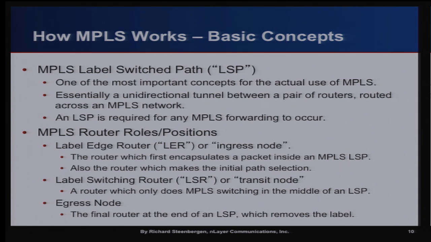And that's a router that's only doing MPLS switching. So it never needed to do an IP lookup in the first place. All it's doing is looking at a label and forwarding it to the correct interface. And then when you get to the egress node, that's the final router of the LSP, which removes the label. And I'll get into some more details about other ways that the labels can get removed later. But that's the basic concept. Think of it as a one-way tunnel from point A to point B. And how it gets across your network is what MPLS is there to help you determine.